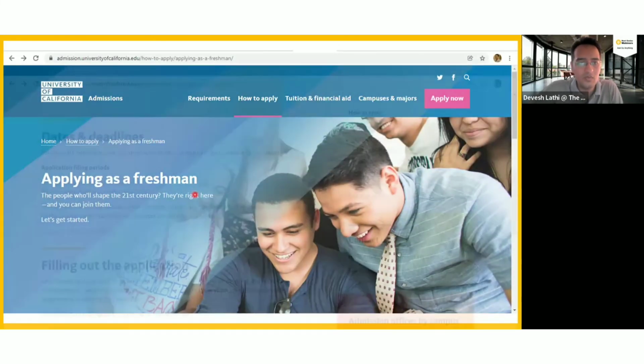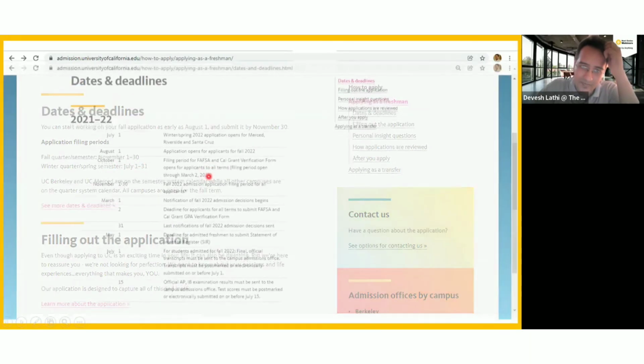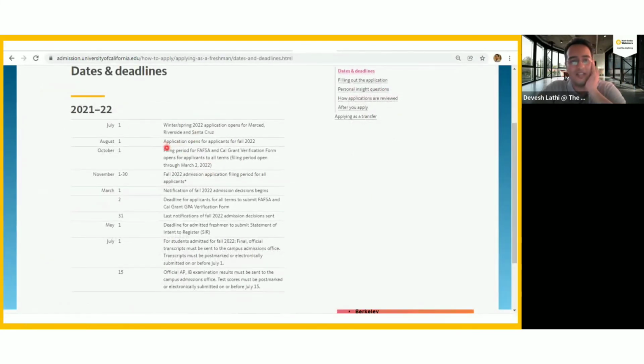So when you go on the UC website, you can submit your application any date. Your application can start as early as August 1, and you can submit it between November 1 and November 30th, November 30th being the deadline. And they've very specifically, very clearly mentioned a lot of details on their website. Application opens on August 1.